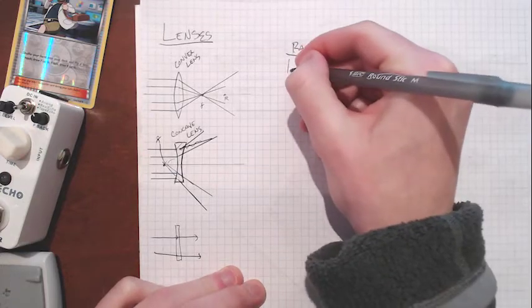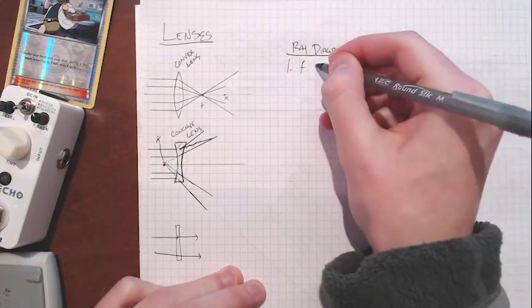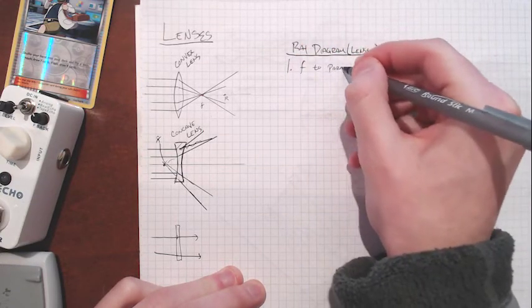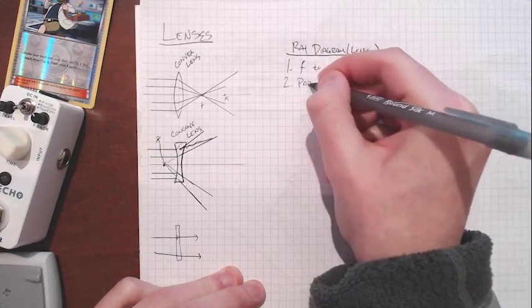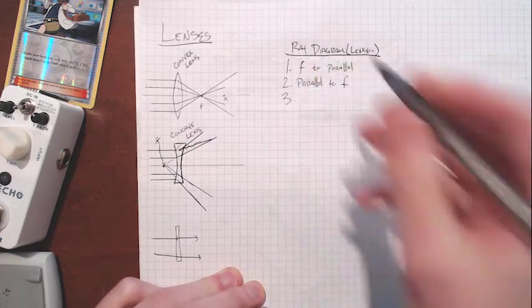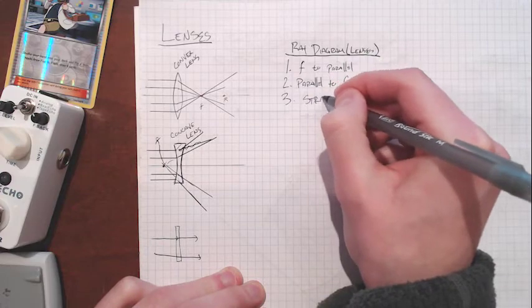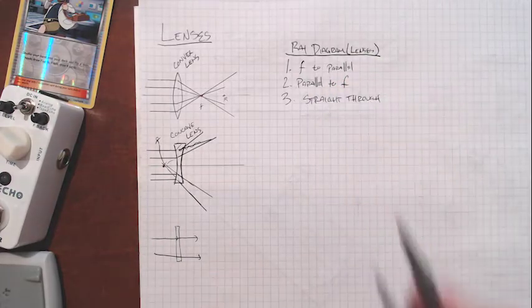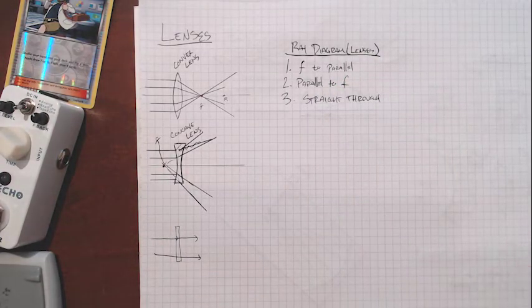So the first two are actually going to be the same. We're going to have focal length to parallel and parallel to focal length. But the third one, it's pretty straightforward. It's just going to go straight through. And that's just going to be a good check for us to make sure that we're on the right track.